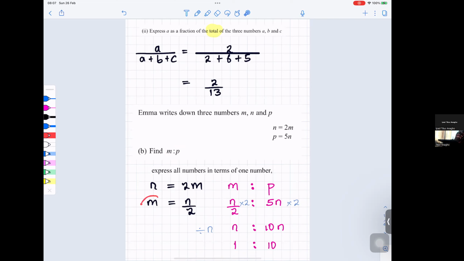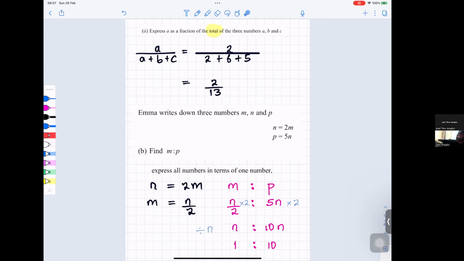So here we want to make M the subject. So you divide by 2. It's times 2 there. If you take it to the left, it becomes divide by 2. So M is N divided by 2. So we go into the ratio. M is to P. You want everything to be in terms of N. So you change M to N over 2 and write P as 5N.